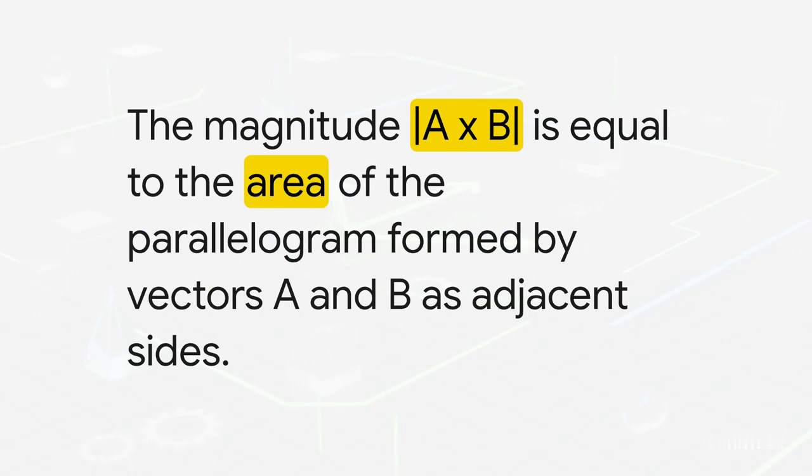The magnitude of the cross product gives you the exact area of the parallelogram you would get if you used vectors A and B as its two adjacent sides. Think about it. The more perpendicular those vectors are, the bigger the area, and so the bigger the magnitude of their cross product. It's a perfect visual representation.